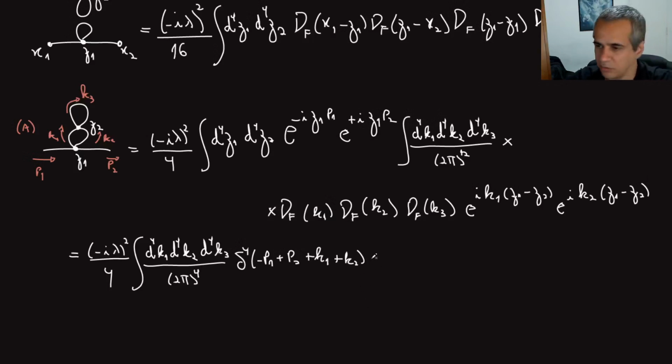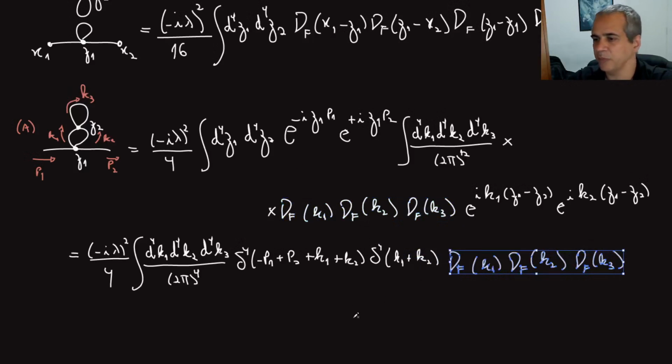And I have another one that is coming just from the integration here, which is just k1 plus k2, which must be 0, by the way, right? I mean, k1 must be minus k2. And these propagators. Right? So all the exponentials will give me that.